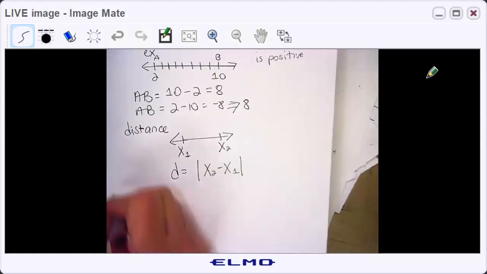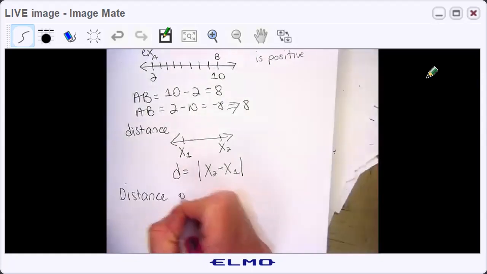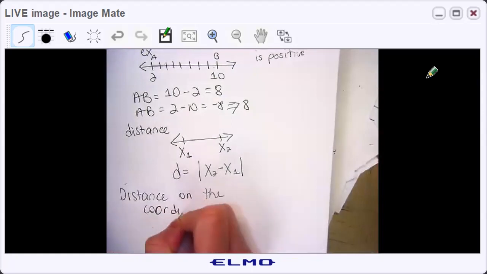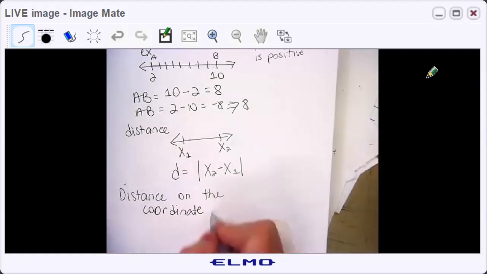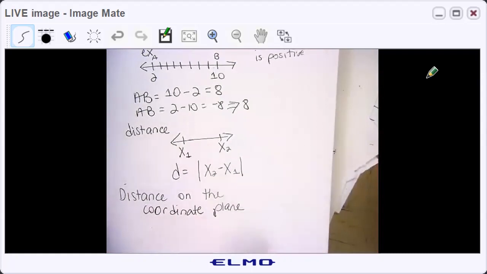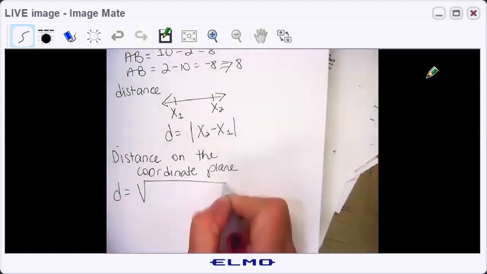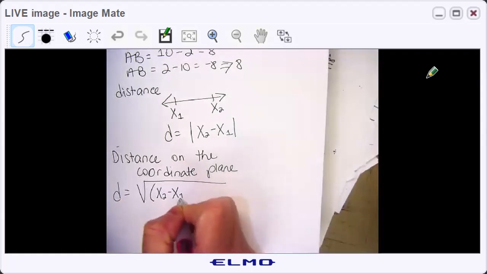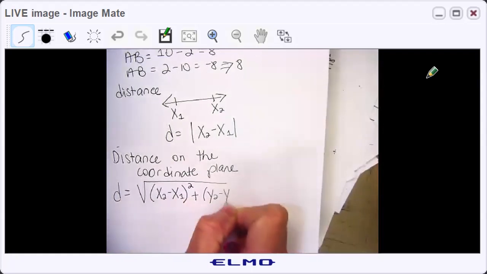Okay, distance on the coordinate plane is probably the hardest one, only because the formula is a little more involved. Let me go ahead and show you the formula. Coordinate plane, or the XY grid. So here's the formula. It's D equals the square root of x sub 2 minus x sub 1 squared plus y sub 2 minus y sub 1.